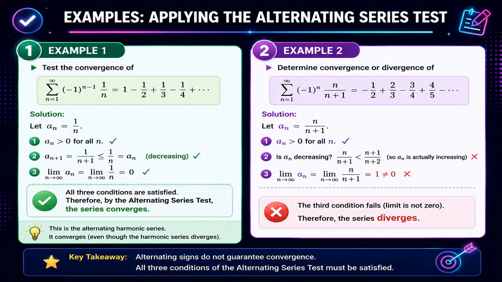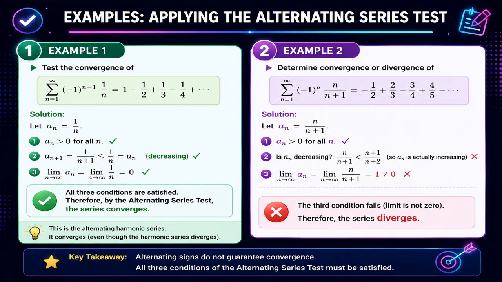In example 1, we formally test our alternating harmonic series where a sub n equals 1 over n. Let's check our 3 conditions. A sub n is clearly greater than 0 for all n. Next, a sub n plus 1 is less than or equal to a sub n, so it is steadily decreasing. And finally, the limit as n goes to infinity is exactly 0. All 3 check marks are hit. Therefore, by the alternating series test, the series converges.